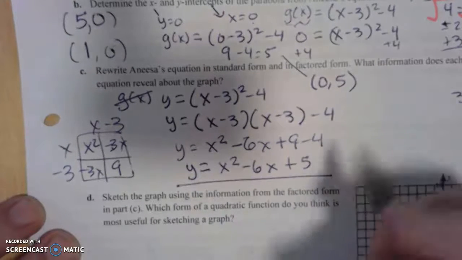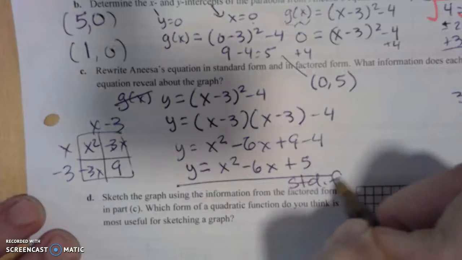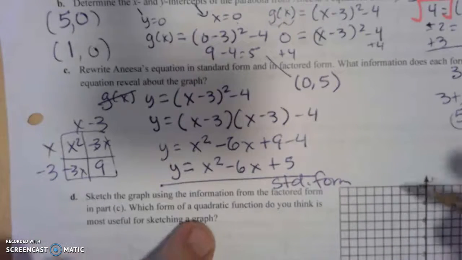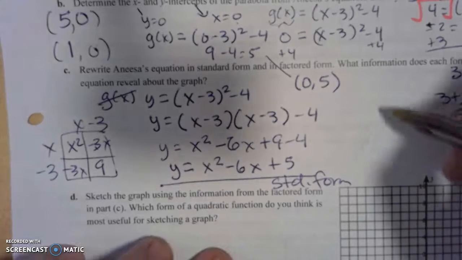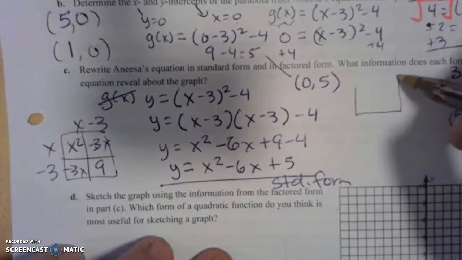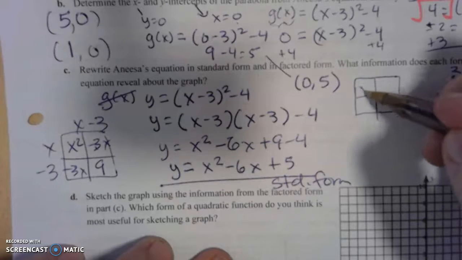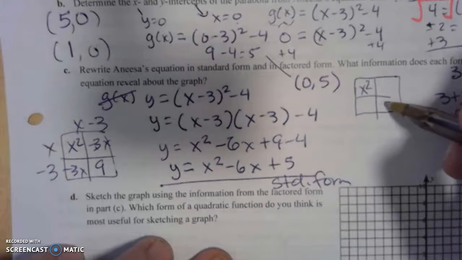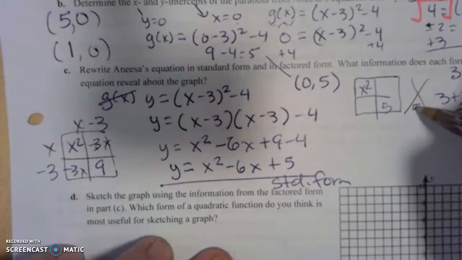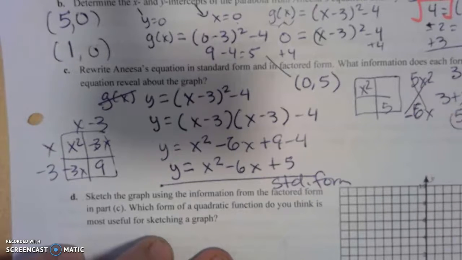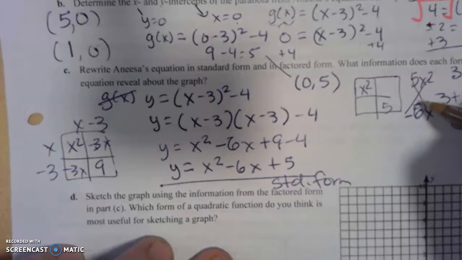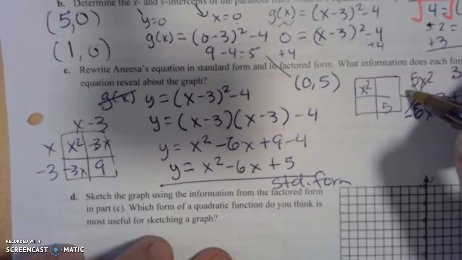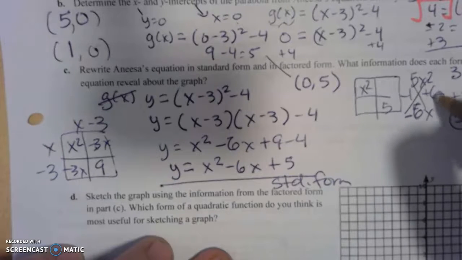So this is standard form. In factored form, now I have to use my box in the other direction, backwards. x squared, 5. So what multiplies to make 5 that we can get a negative 6 out of? How about negative 1 times positive 6? No, that's not going to work. It has to multiply to 5.